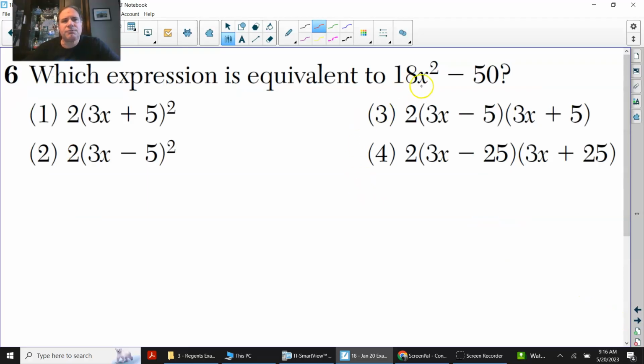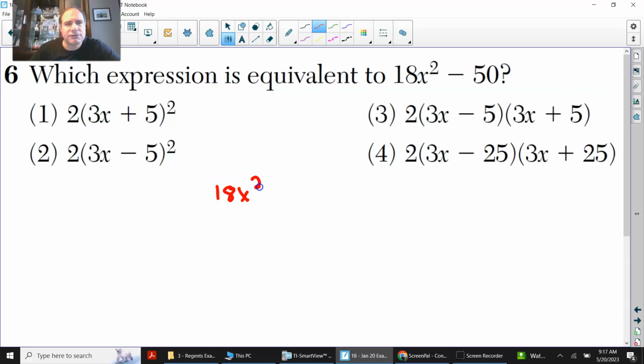Number 6, which expression is equivalent to 18x squared minus 50? By the way, you could take this and put it directly into y1 and then try number 1 and number 2 and number 3 and number 4. The graphs match, that's your answer. If the graphs don't match, that's not your answer. All right, but let's go ahead and do this by hand right now.